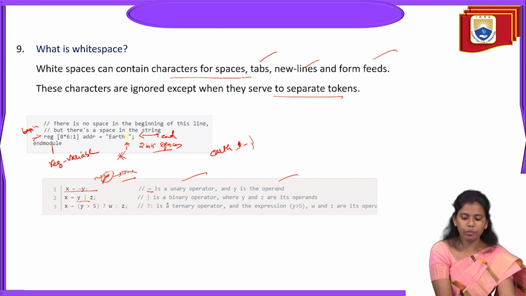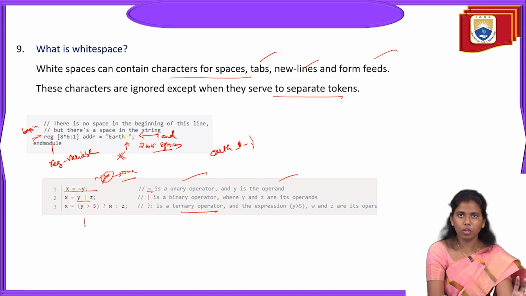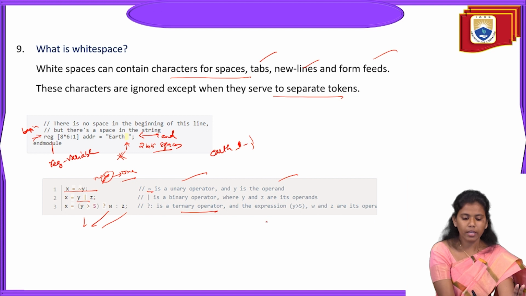Then the third one is a ternary operator. For this ternary operator, we are considering 3 terms: y, w, and z. So these are nothing but the 3 operands. And for these 3 operands, you can observe this is nothing but the relational operator, right? So the question mark is nothing but the conditional operator.